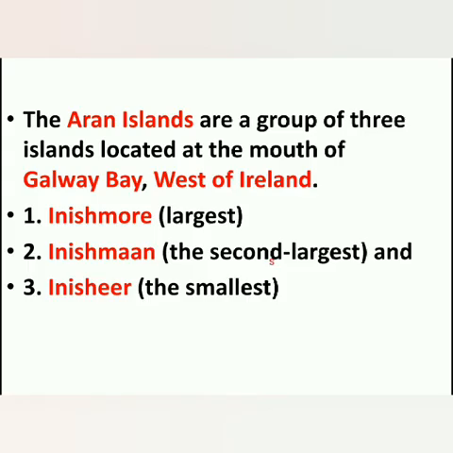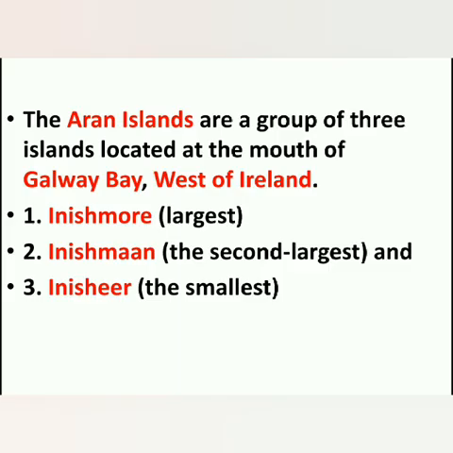So now just clear the concept that the Aran Islands are a group of 3 islands, okay? And the islands are located at the mouth of Galway Bay. It is situated in the west of Ireland. The names of the 3 islands that make up the Aran Islands are, first one, Inishmore, which is the largest one. Then the second one is Inishmaan, the second largest, and the third one is Inisheer. This one is the smallest, okay?